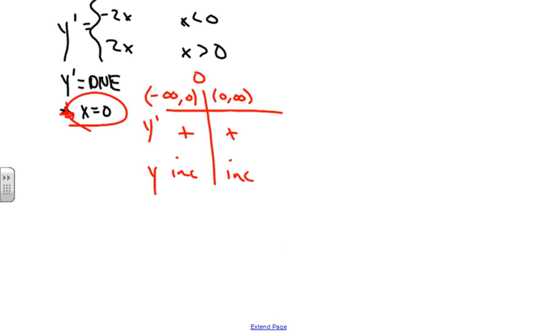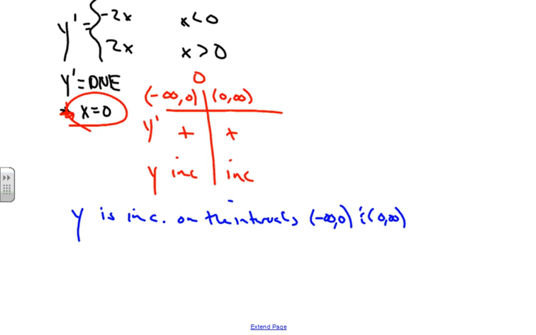Okay, so what do we just find? Justifying our answer once again: y is increasing on the intervals -infinity to 0 and 0 to infinity, because y prime is positive. All right, so we checked that one out.